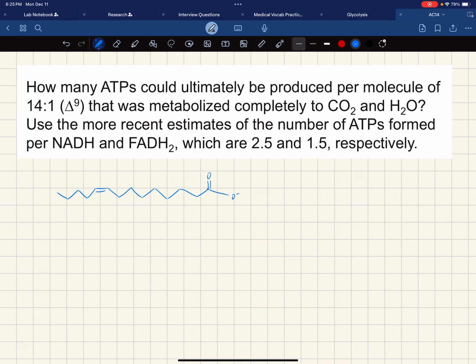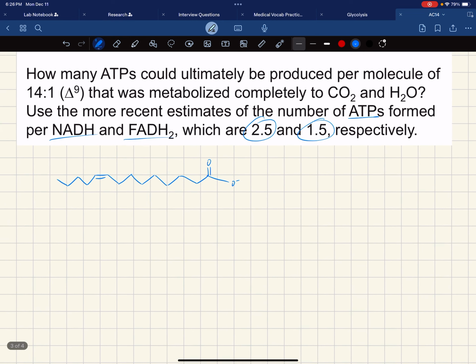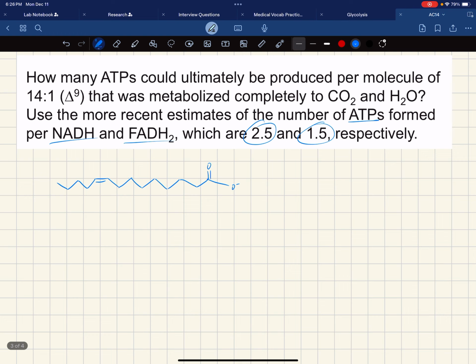All right, so the next question is going to be about this. It's a beta oxidation question where we're asking how many ATPs can we produce per molecule of this 14-1, with a cis double bond on the 9th carbon, that's metabolized completely to CO2 and H2O. It's very nice of him, he's given us the ATPs formed per NADH and FADH2, so we'll keep these in mind when we do this question.